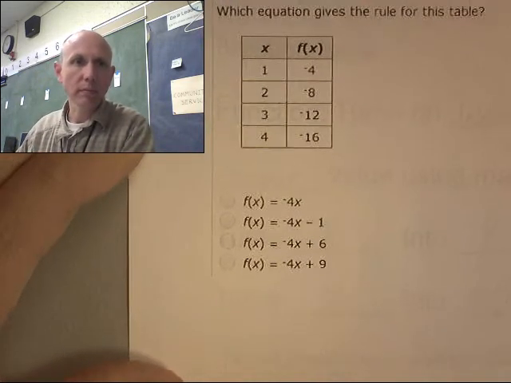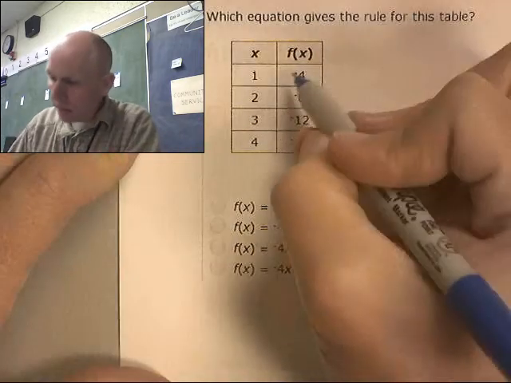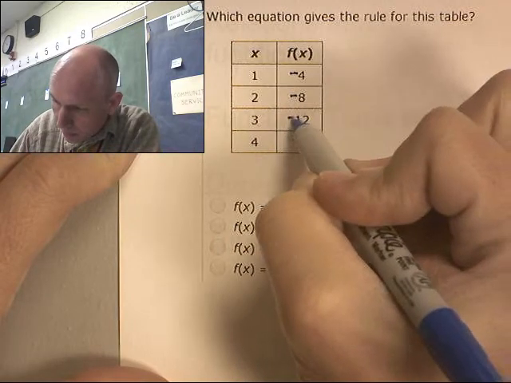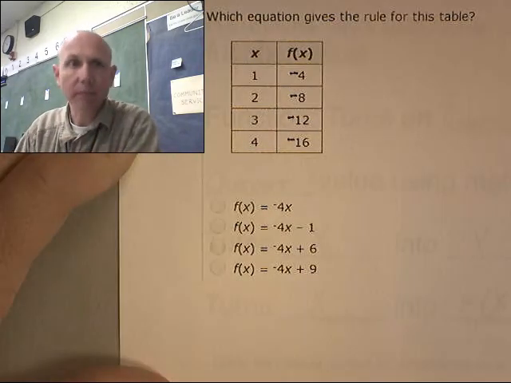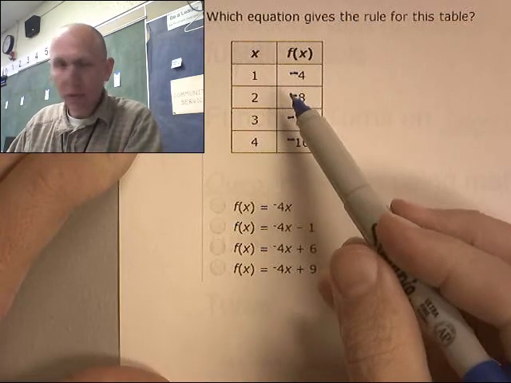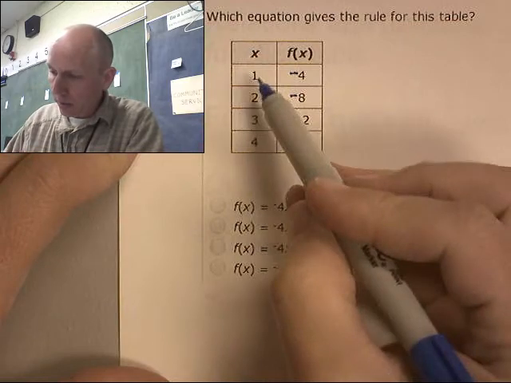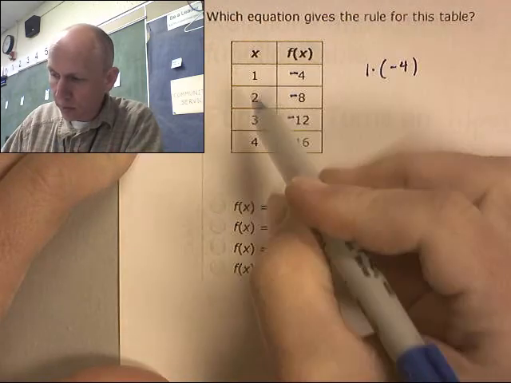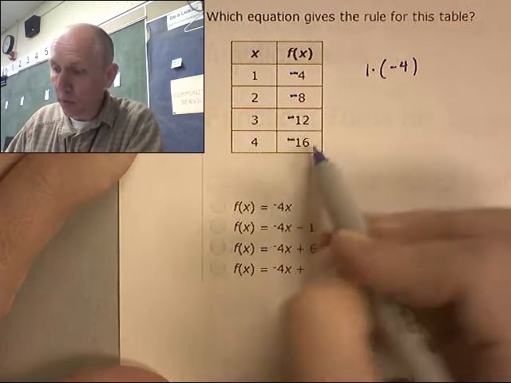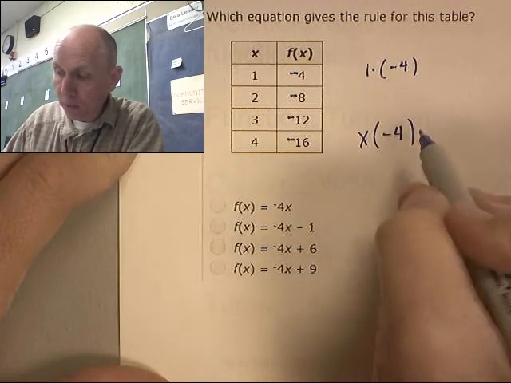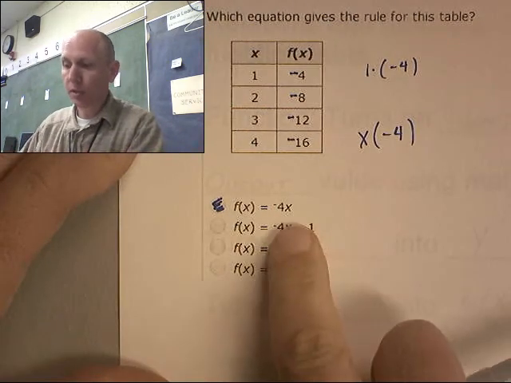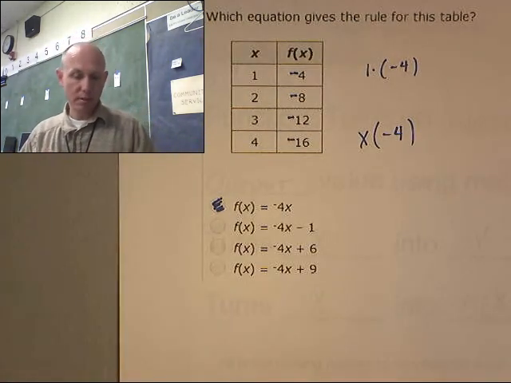And one final one. Now these are negatives. They're a little bit hard to see, but there are negatives on each of these. What function makes this happen? If I put in a 1, out comes a -4. Is that maybe 1 times -4? Is that working? 2 times -4, 3 times -4, 4 times -4, x times -4, or -4x. There it is. That's the function that makes this table happen.